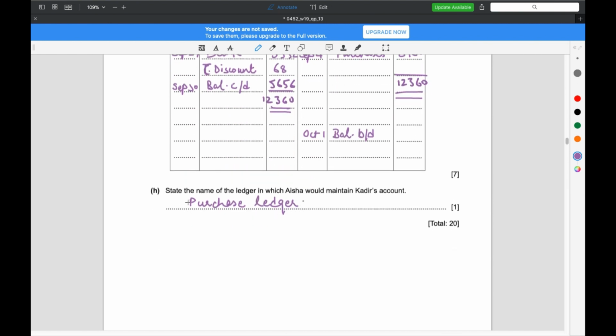Okay. In part A, she says, state the name of the ledger in which Aisha would maintain Kadir's account. So Kadir is a supplier for Aisha. So it means that Aisha purchases goods and stuff, whatever, from Kadir. So it is going to be over on the purchase ledger because she purchases from Kadir. So Kadir's account is going to be over on the purchase ledger.